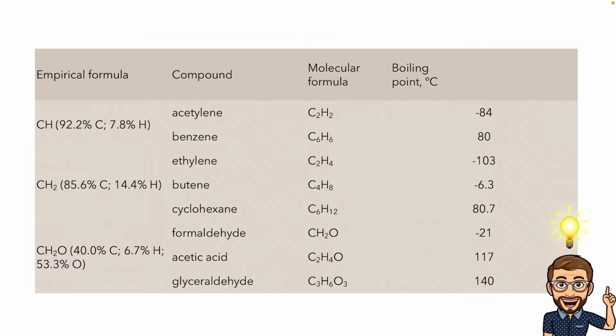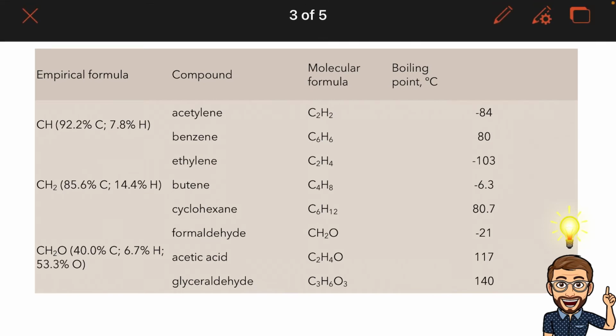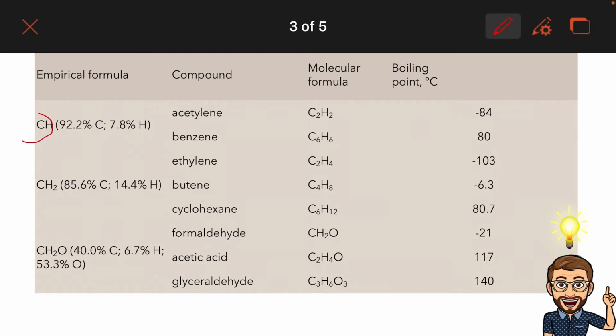All right, let's look at how many different compounds have the same empirical formula. So the empirical formula of CH, where we have 92.2% carbon and 7.8% hydrogen, is present in acetylene. Remember, that's how we exploded our pumpkins. It is present in benzene, which is some of the gas in your vehicle, and it's also present in ethylene. So these are 3 different compounds with different boiling points that have the exact same empirical formula.